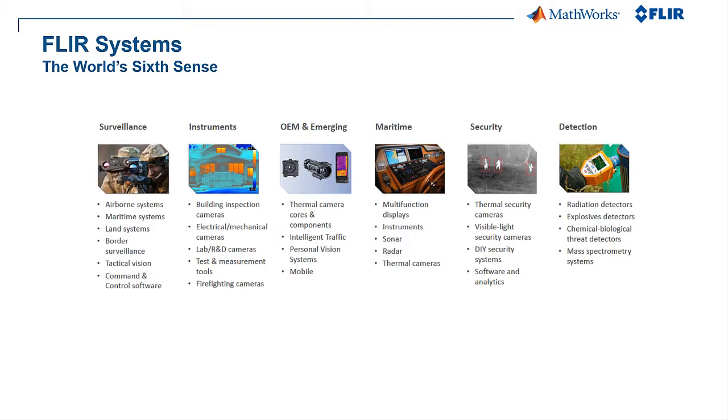And how we go to market with these technologies is through these segments. We have 6 segments at FLIR Systems that are displayed here on this slide. They include surveillance, instruments, OEM and emerging technologies, maritime, security, and detection. The group that I work for, our R&D Science Solutions, is found underneath the Instruments section. I would say most people are probably familiar with FLIR from our Surveillance segment.